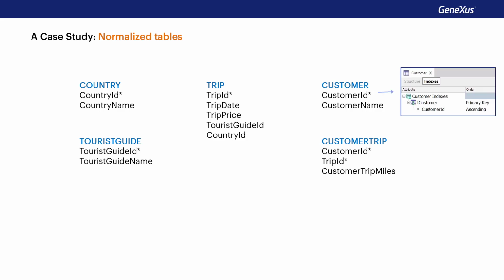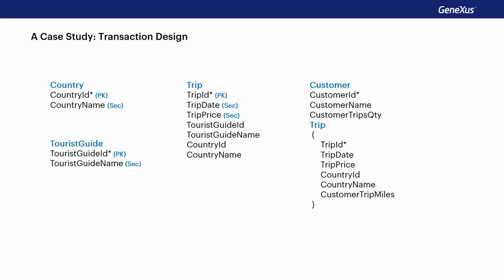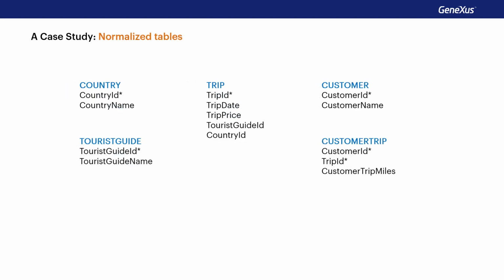As for the indexes, in customer, the primary index by customer ID will be created. In customer trip, its corresponding primary index will be created by the attribute pair customer ID, trip ID, and then the corresponding foreign indexes by trip ID and customer ID. Note that no index is created on this table by country ID, because as explained before, in this table, it's not a direct foreign key, but inferred through the value of trip ID. In this way then, we've analyzed that from this transaction design, GeneXus creates this normalized structure in the database.